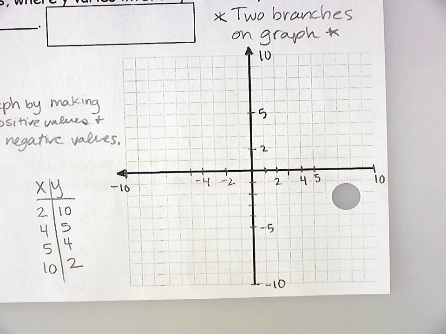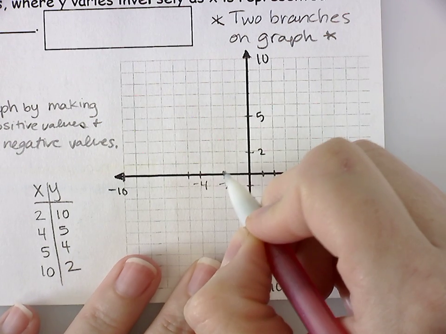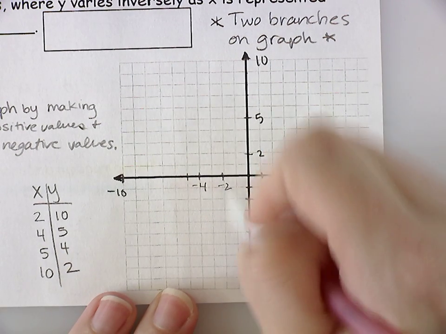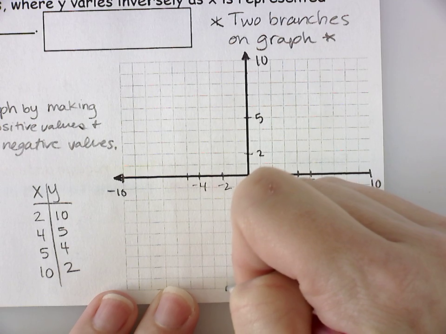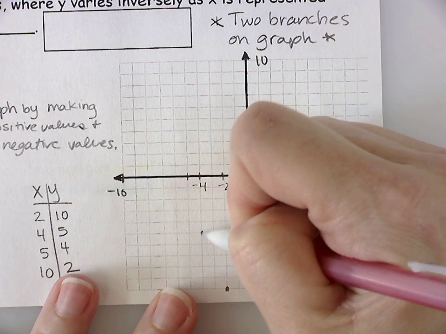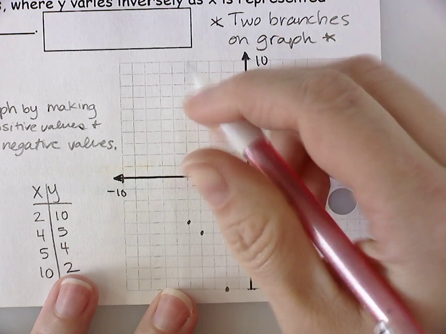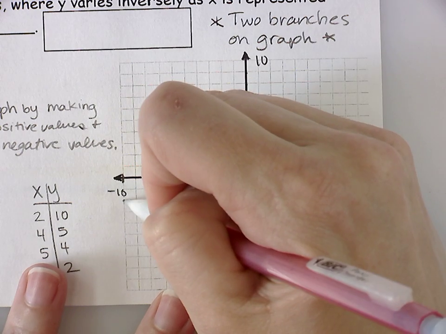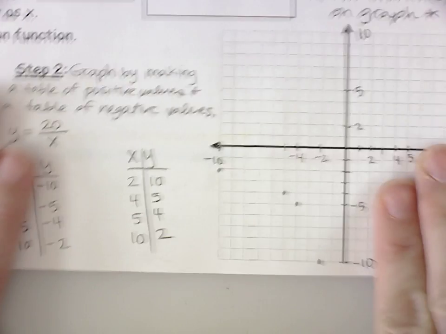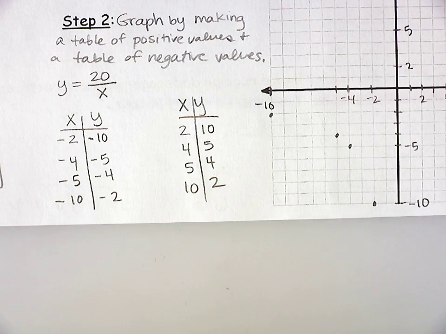Okay, so if you graph negative 2 and then negative 10, you'll have a point here. And then negative 4, negative 5. And then negative 5, negative 4. And then negative 10, negative 2. Okay, so see how I have these 4 points graphed? And then I'll show you how we can connect them. Okay, because we're going to connect them with the curve.